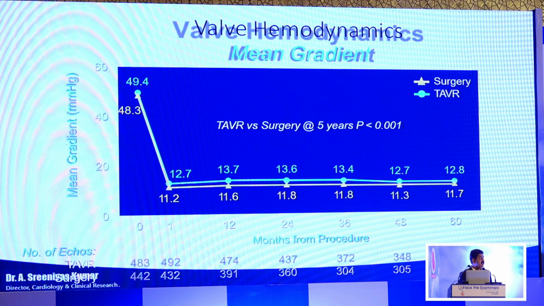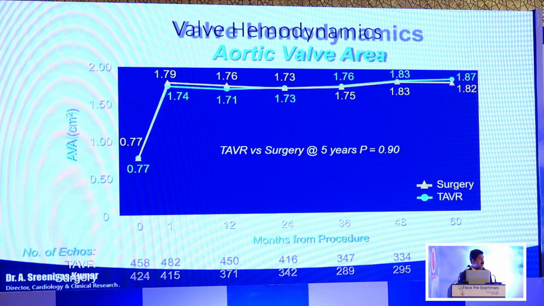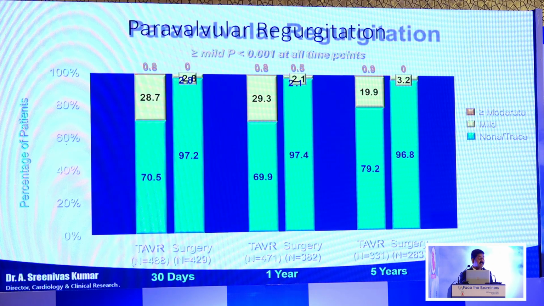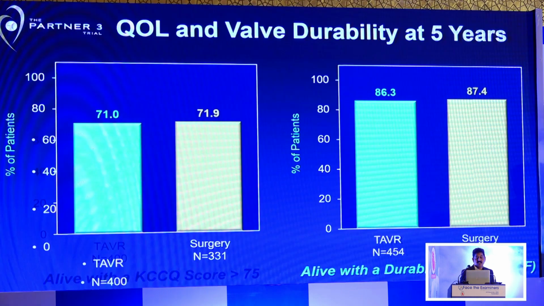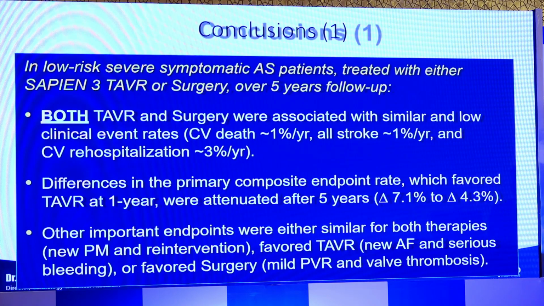Gradients, initially we thought surgery could be better, but again, TAVR gradients were less. Hemodynamics, valve areas were also not significantly different. And the patients' survival rates are also good. The valvular regurgitation is the only thing, I think, a little percentage of mild PVRs are remaining. With covered valves and sheath valves, that is also becoming less. Quality of life, durability at 5 years, no significant difference.